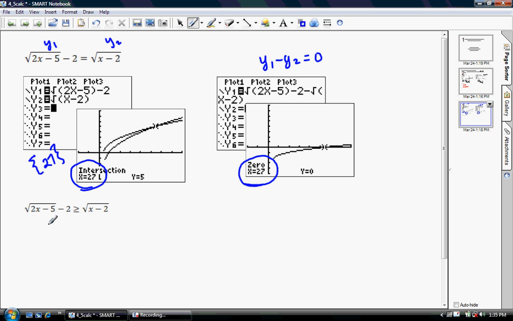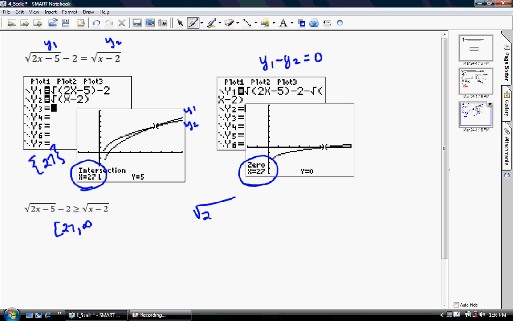Now, how can I read those graphs to find out the solution to the inequality? So where is the square root of 2x minus 5 minus 2 greater than the square root of x minus 2, or where is it above that? Here is my y1, and here's my y2. So where is it above the graph? Well, that happens to be to the right of that point of intersection, from 27 to infinity.